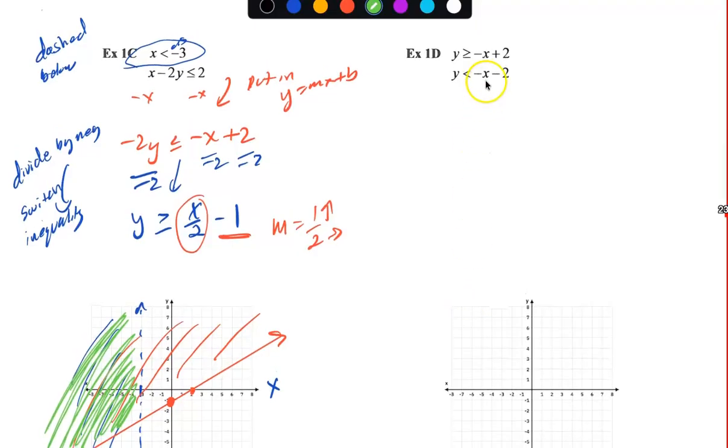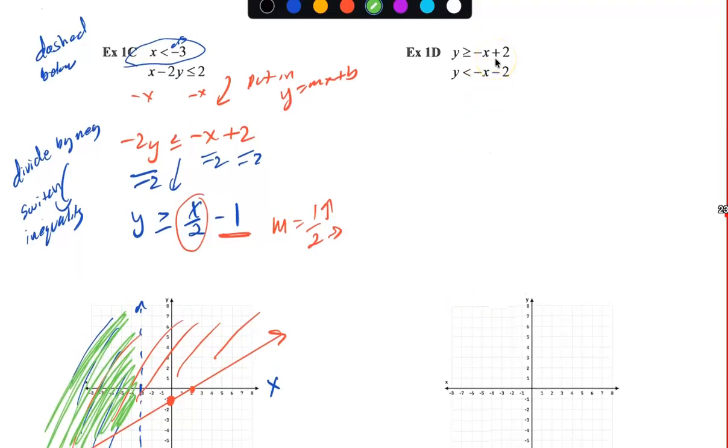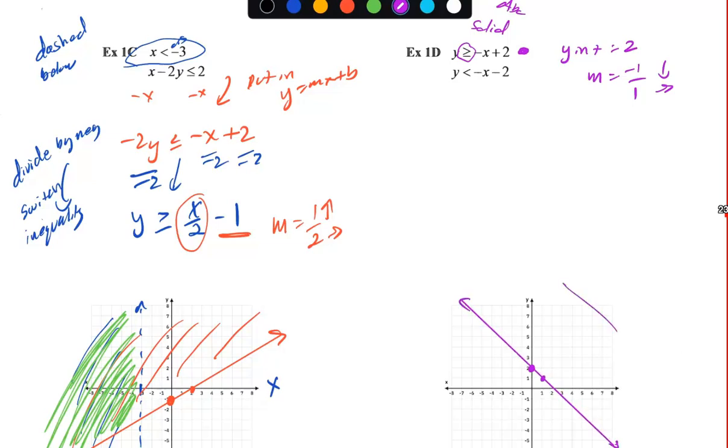Let's look at this one. So y is greater. Look at both ones. Slope intercept are nice. So right here, my y-intercept is 2. My slope is -1 over 1. So I'm going to go down 1, right 1. So like that. It is solid, right? And it's greater than, so I'm going to say it above. So let's graph that. So solid line. And we're going to shade above.